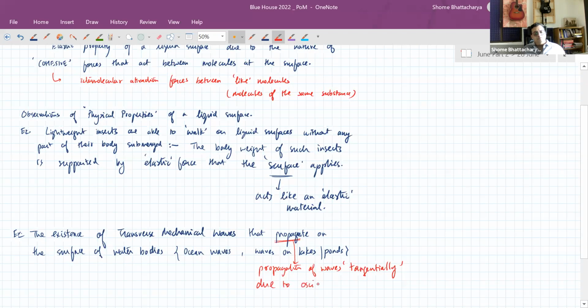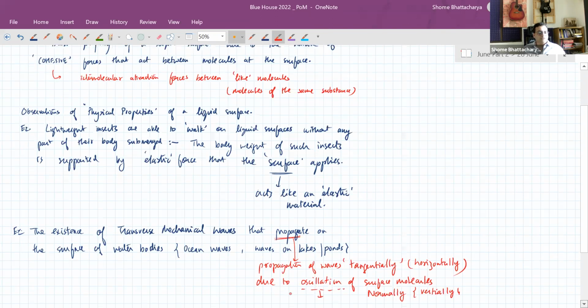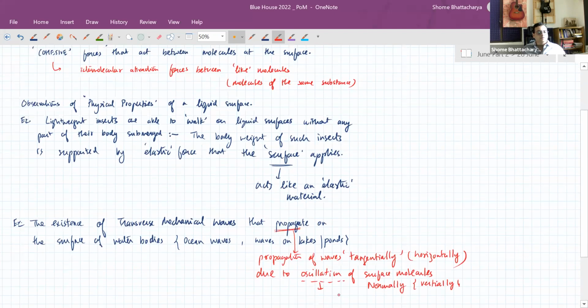Due to oscillation of surface molecules, normally or vertical, while the tangential direction is horizontal. So again, this oscillation of these surface molecules is able to happen because of the elasticity. So oscillation occurs due to the elastic nature of the surface.